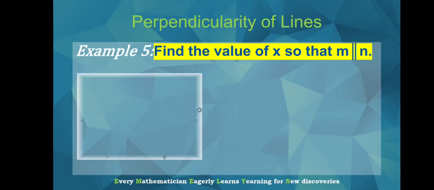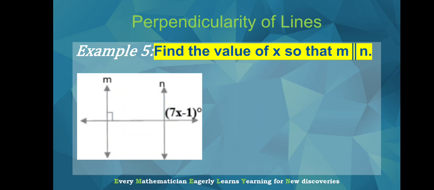Find the value of x so that M is parallel to N. Given angles with measure 7x minus 1 degrees, and the other angle is 90 degrees since it is a right angle. The two angles are said to be corresponding angles, and all corresponding angles are congruent. So, 7x minus 1 is congruent to 90.